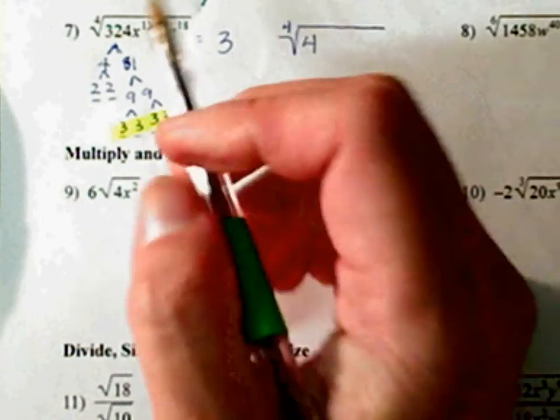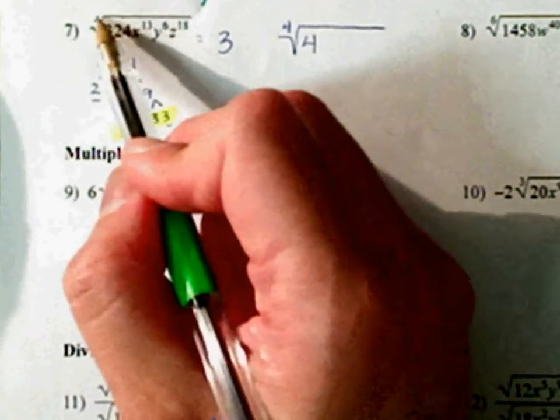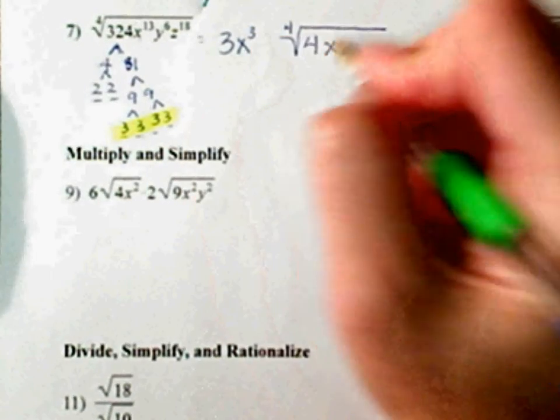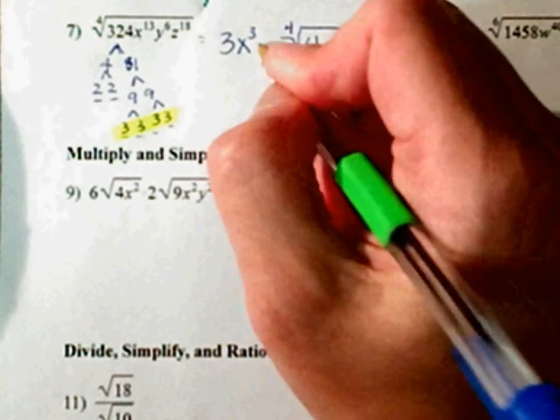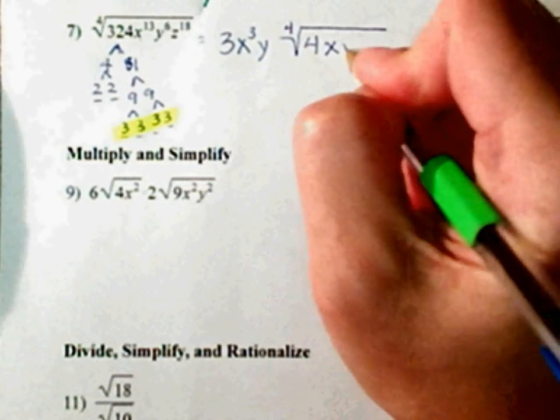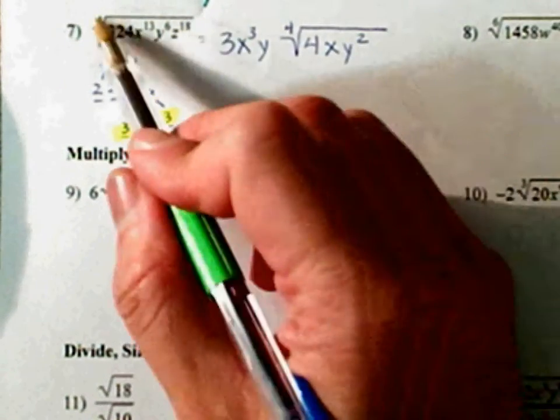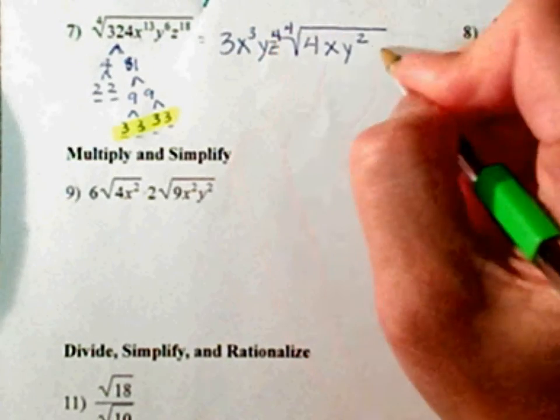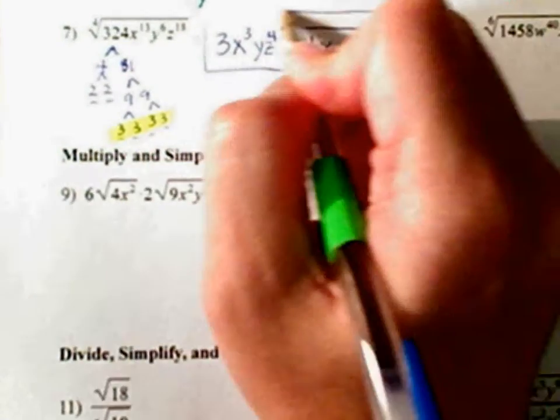How many x's do you have? I'm looking for 4 of a kind. 13 divided by 4 leaves you 3 with 1 left over. Your y, 6 divided by 4 leaves you 1 group with 2 left over. Your z, 18 divided by 4 is 4 with 2 left over. And there you have your solution. Okay.